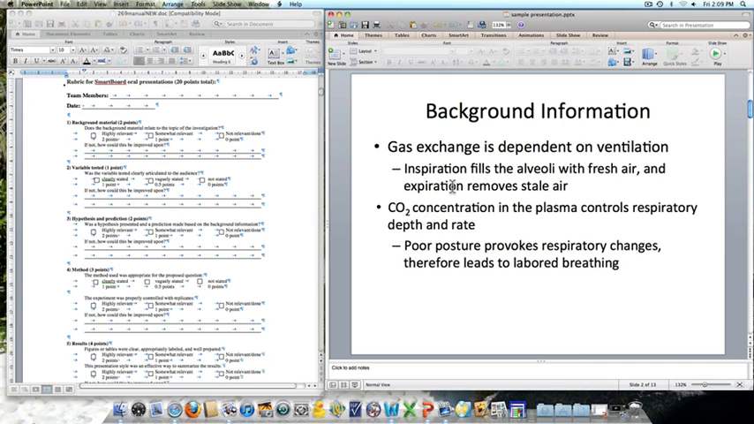And then they go in and talk about the fact that the controlling gas for respiration is a change in carbon dioxide concentration, and the fact that changes in CO2 level are what regulate not only the depth but also the rate of respiration. Because they're looking at the effect of posture, this group also talked about posture and how posture leads to a change in respiration, in this case laboured breathing. And they got this information from references that they'll cite later on in the paper.